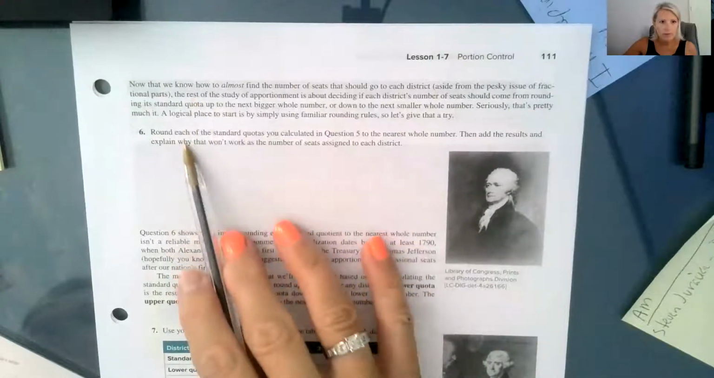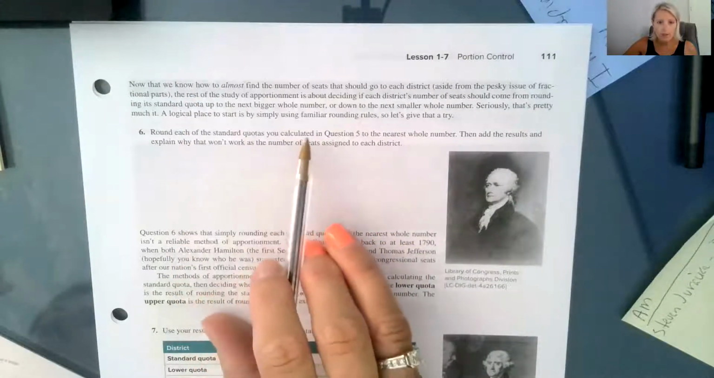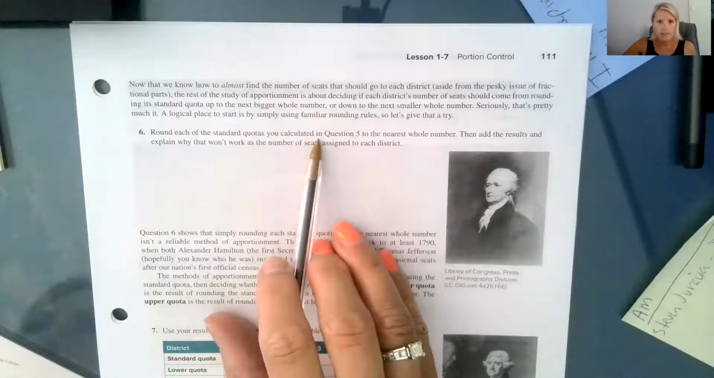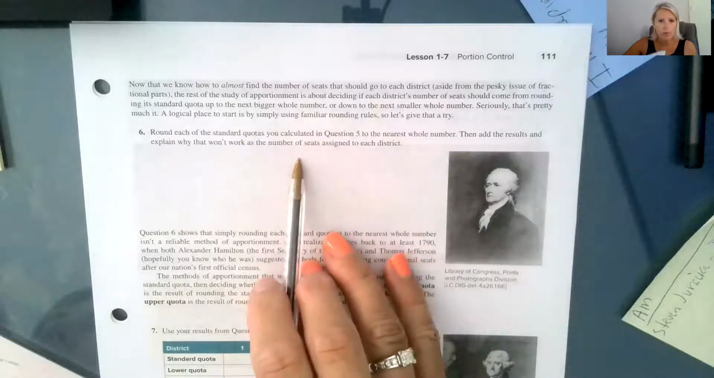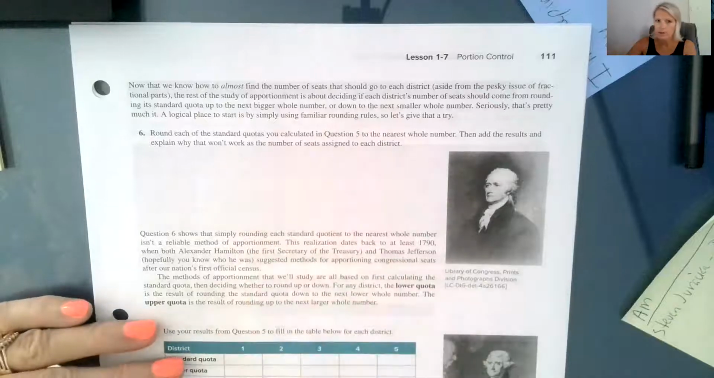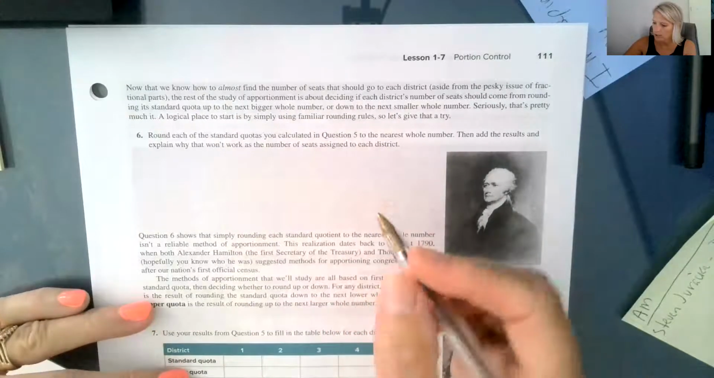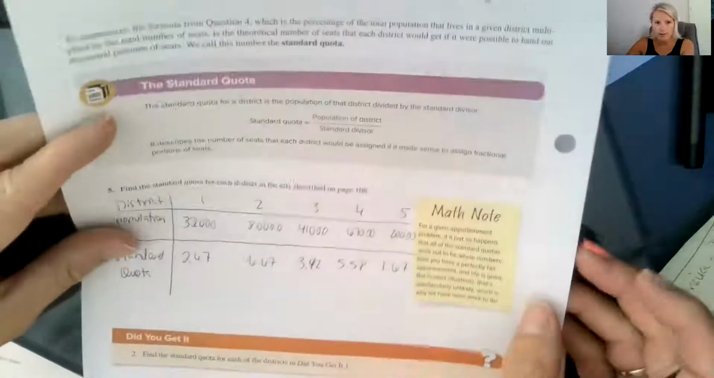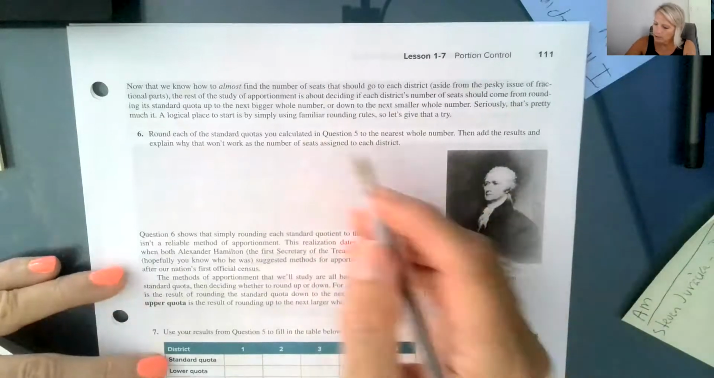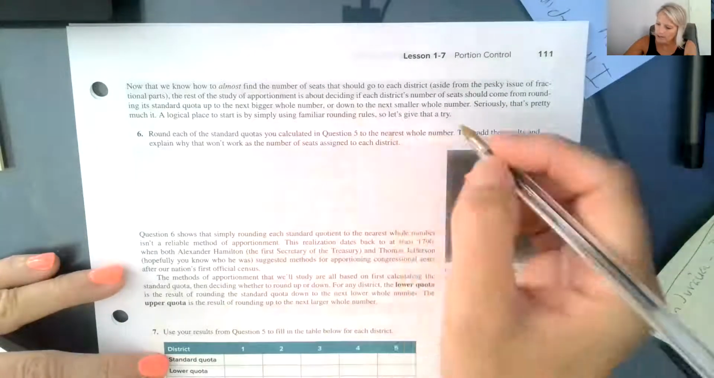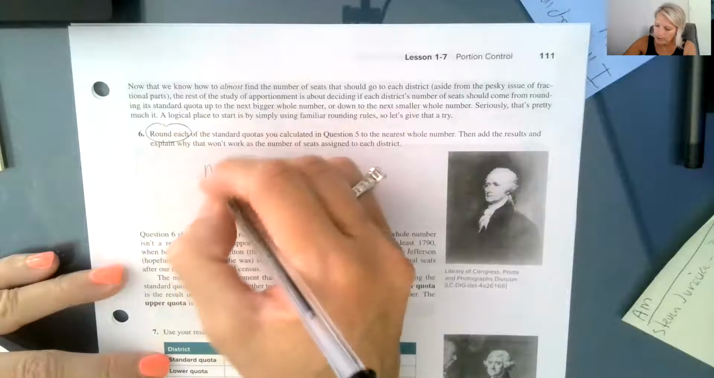So the first says, round each of the standard quotas you calculated in question 5 to the nearest whole number. Then add the results and explain why that won't work as the number of seats assigned to each district. Okay, so we're going back to question 5 right here, the table that we made. And it says round, so we're going to use natural rounding.